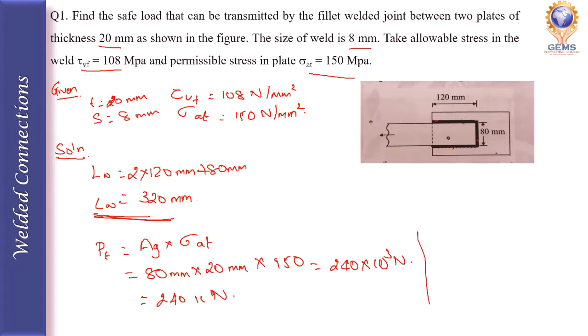Then what is the effective throat thickness? Tt is equal to K into S. So in the question, if they give any K value, you can take it. Or if they give any angle, then we can take the K value from the table. If nothing is given, we usually assume the K value as 0.70. So K is 0.70 into the size of the fillet weld, which is 8. That is 5.6 mm.